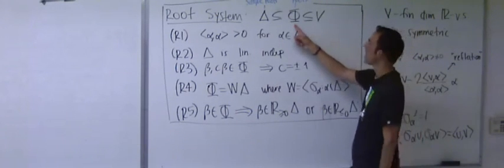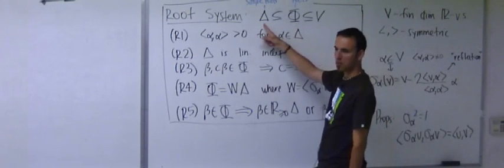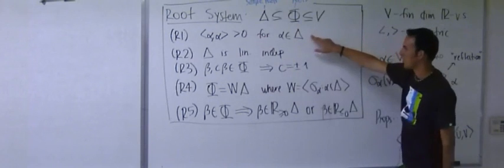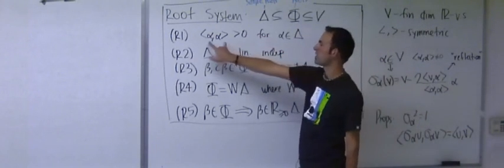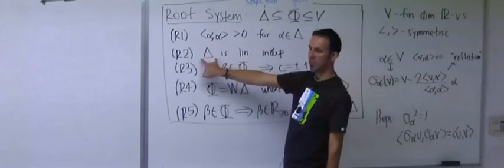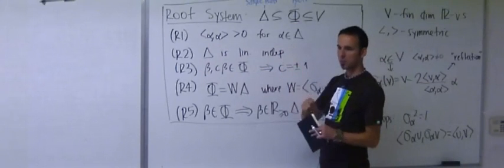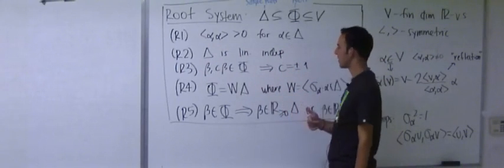So given this, I said that our root system was a set of vectors in V, which we call the roots, together with a subset of them called the simple roots that have the following properties. First of all, simple roots have positive inner product with themselves. The simple roots are linearly independent. The only way that you can have two roots that are multiples of each other is if one is the negative of the other.